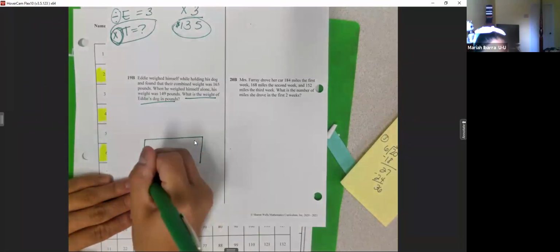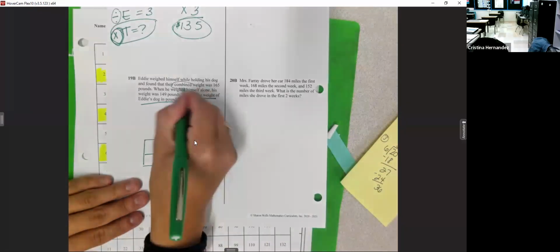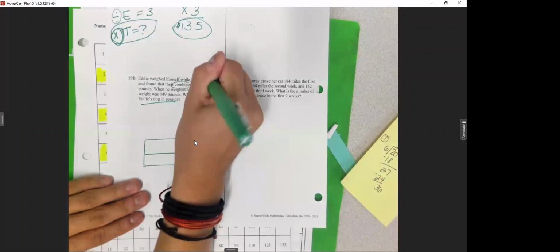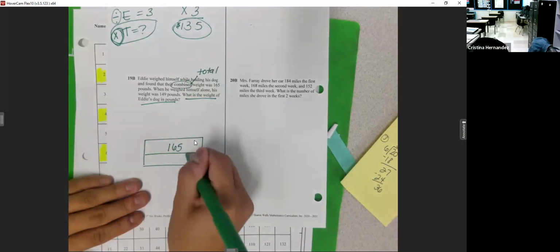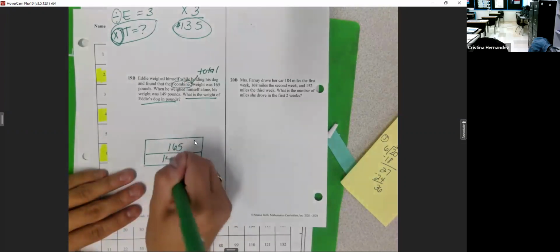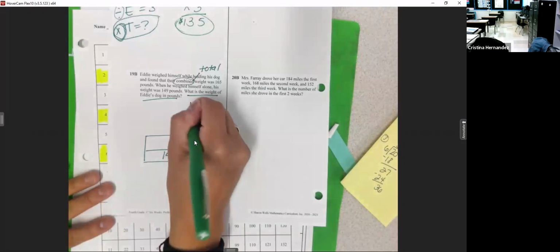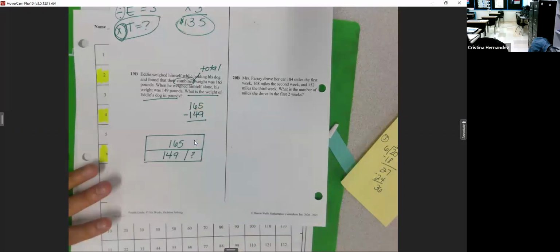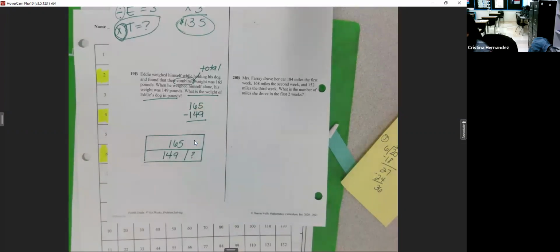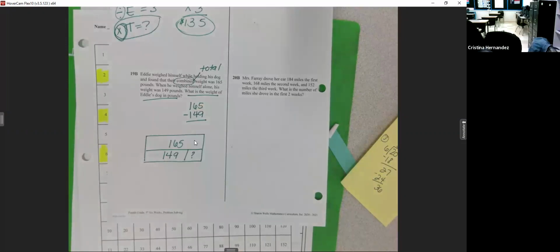165 minus 149. Good, because their combined weight would be the total. Those are our only numbers, but combined means total. So 149 would go here, and we're going to find this one. We would be using a strip diagram here. Good job, girls. So 165 minus 149. Let me see what y'all get.